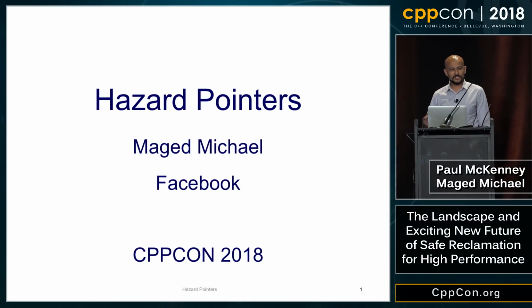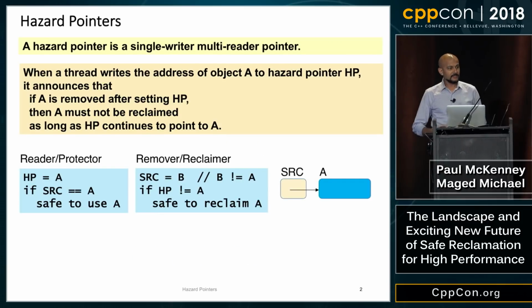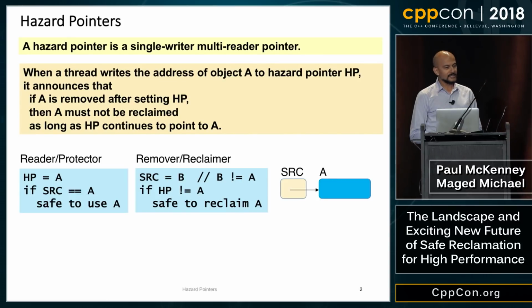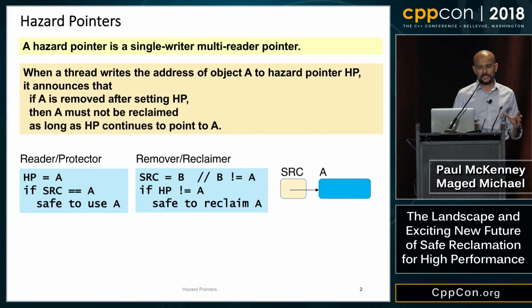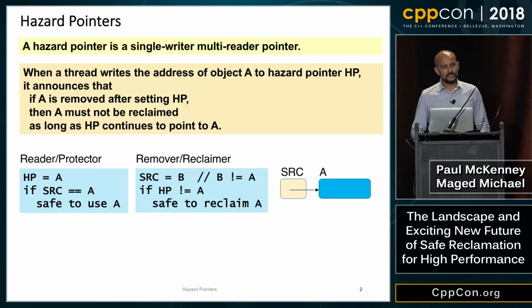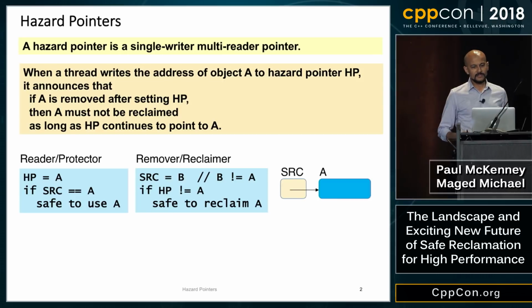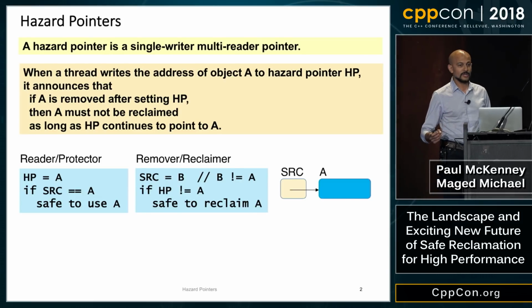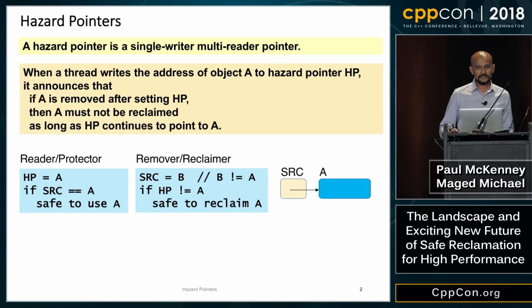So I'm going to talk about the hazard pointer part. And very briefly, I'll describe the basic algorithm. A hazard pointer is a single-writer, multi-reader pointer. When a thread writes the address of an object to a hazard pointer, it's announcing to other threads that if they remove that object after the hazard pointer is set, they cannot reclaim that object as long as the hazard pointer continues to point to the object. That's the central guarantee.